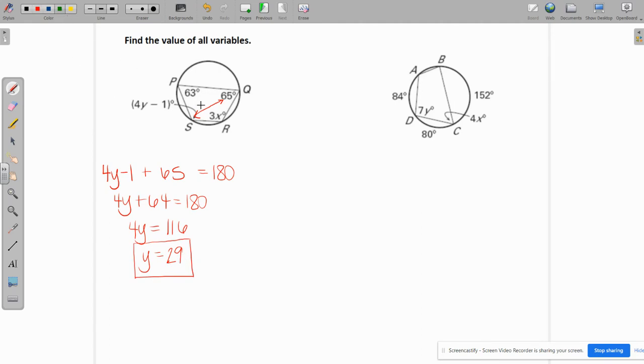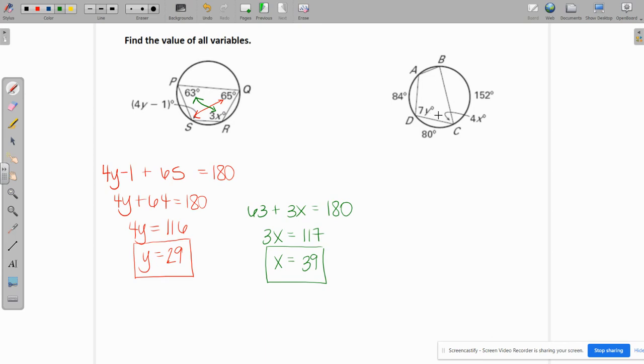In the same fashion, we can solve for x. We have angle P and angle R. These are opposite angles. So that means that 63 plus 3x, those should be supplementary. So they add up to 180. So if I take 63 away from both sides, 180 minus 63 is 117. Then I can divide both sides by 3, and 117 divided by 3 is 39. So that means x equals 39.